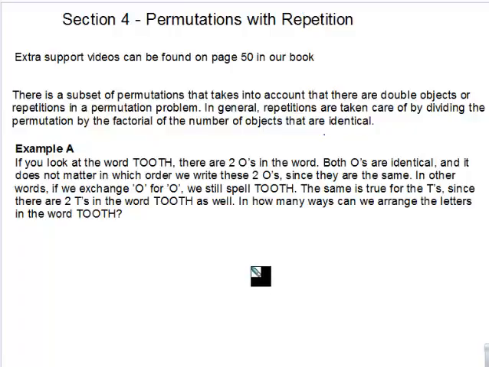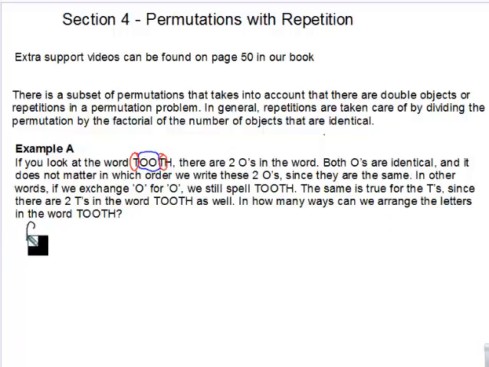So yesterday we had no repetition, but today we have repetition. So we have permutations with repetition, and that's where the same number or the same letter or the same object appear more than once. So for example, if we look at the word tooth, it has two O's in it, and it has two T's in it. So we have two repeating items. To calculate that permutation, we have to take into account that they can be repeated.